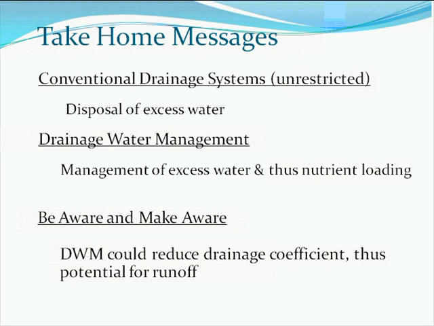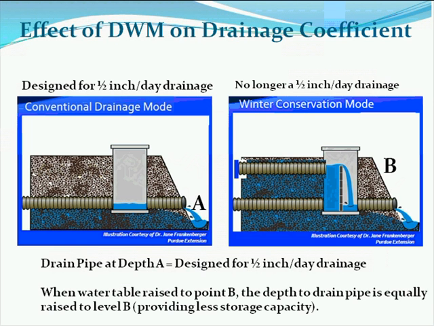I also like to mention what I have here says be aware and make aware. When we look at drainage water management, we didn't get a chance to talk about drainage coefficient, this desired capacity to drain in a 24-hour period, for example, which is a design criterion or design variable. We need to make aware that drainage water management could reduce drainage coefficient, thus enhance the potential for runoff. And I'd like to show you an example of how that's possible.